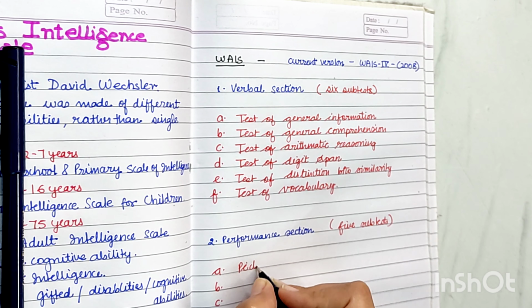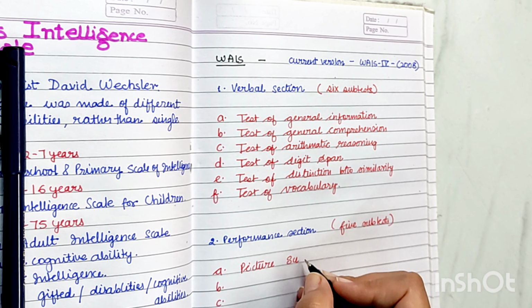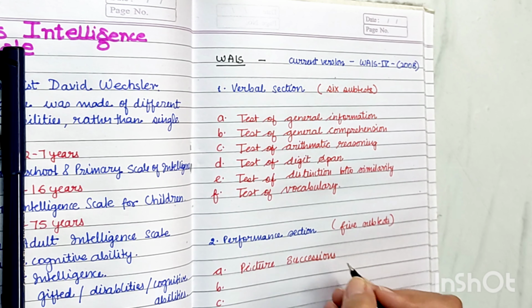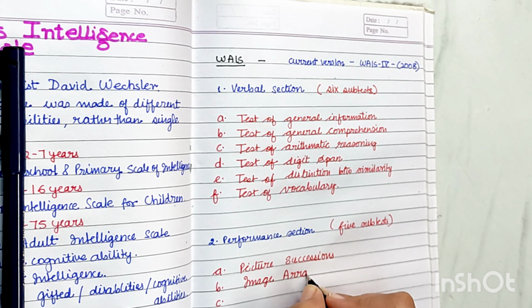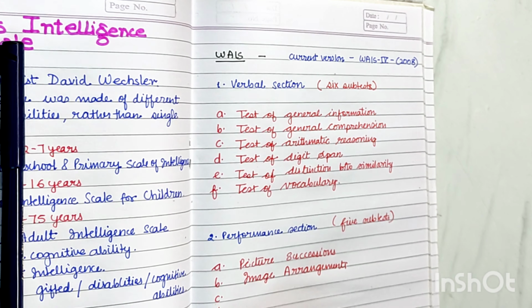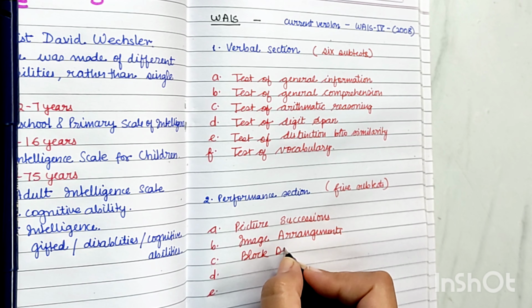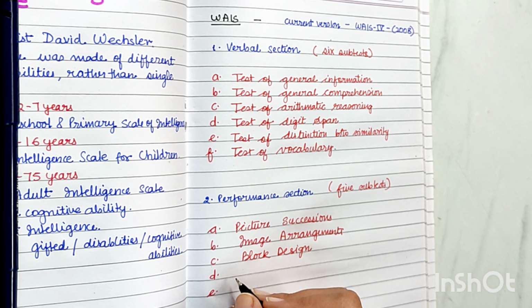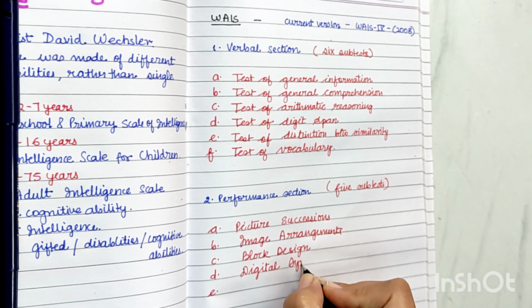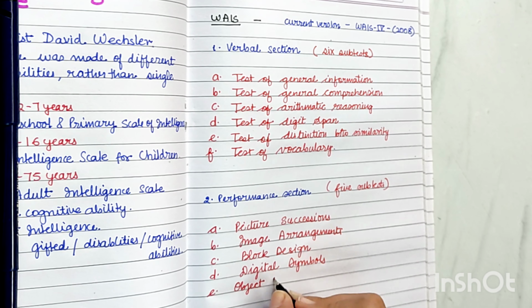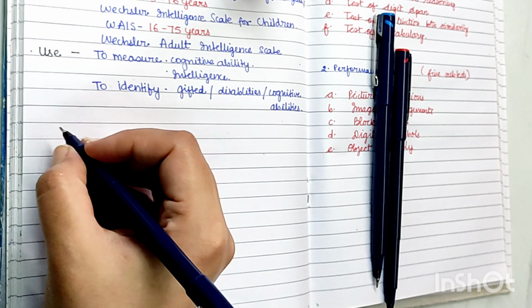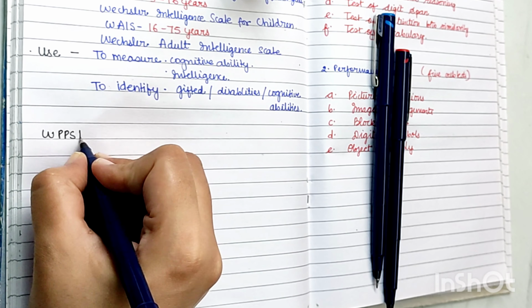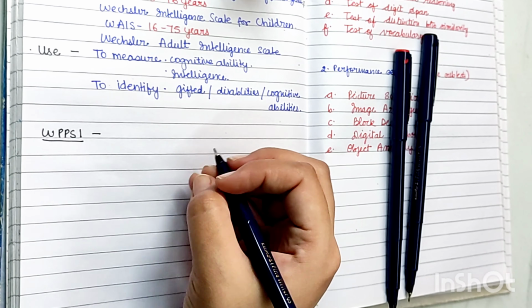Now moving to the performance section, this part has 5 subtests, which are picture completion, picture arrangement, block design, digit symbol, and object assembly. So these are the subtests which are used to assess the intelligence of adults.